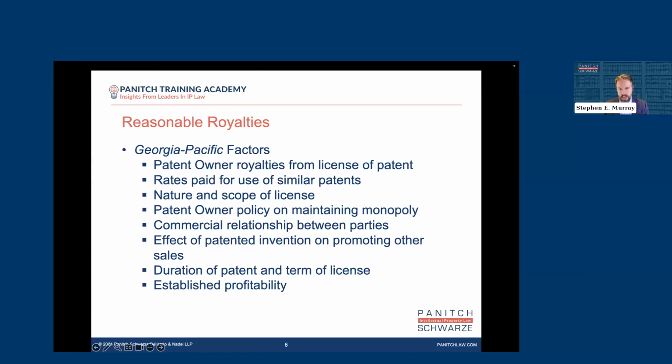Profitability is kind of a no-brainer. The more profitable a product is, the more likely someone would be willing to pay a higher royalty on it because there's more money to spread around. If I'm on a razor-thin margin, I need to hold on to as much of that profit as I can, or it's not worthwhile. Now, there are cases where the royalty actually was more than the profit, but you have to remember these are factors that get weighed. These Georgia-Pacific factors, they're not hard and fast rules, but typically a higher profit margin means a higher royalty. Next slide, please.